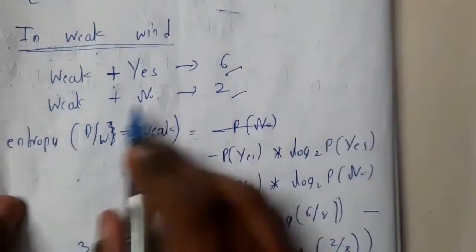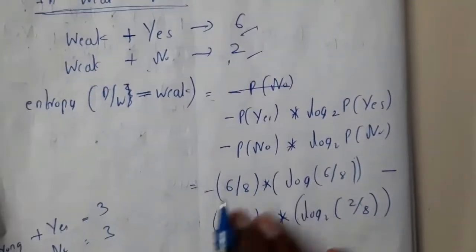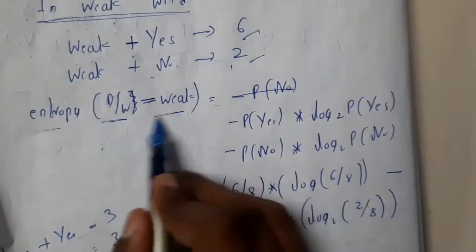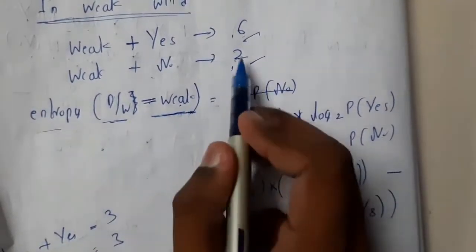So we are having weak plus yes as 6. Like that you will be calculating. So weak plus no, we got 2. Okay. So after that the entropy of D given W is weak, right? So we need to calculate for yes and no.